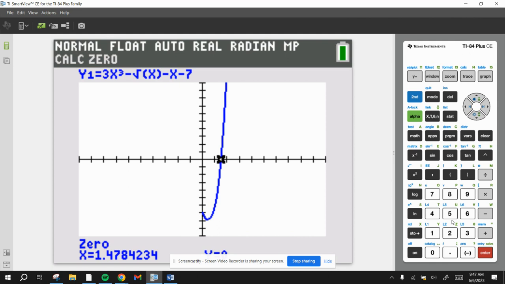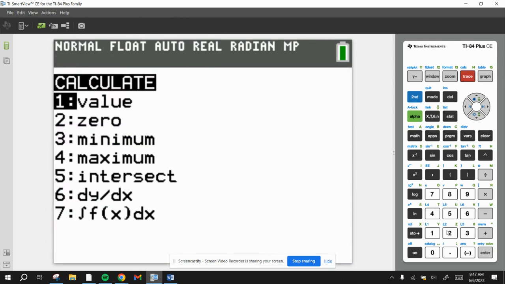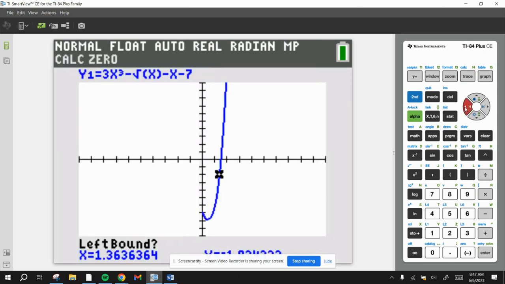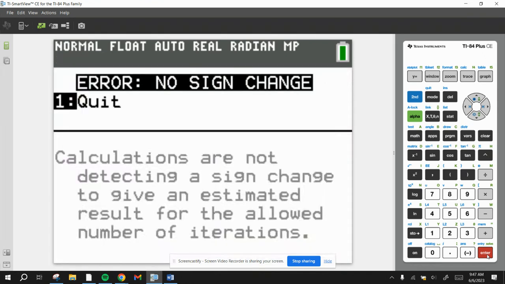I'll show you one thing that happens sometimes when you're doing this. The most common error is something like this. Say I want to hit the 0, second calc 0, and I say left bound, right bound, and I didn't cross that 0, it will always say no sign change. That means your left and right bounds weren't correct. You have to go back and make sure the left bound was really to the left of it and the right bound was really to the right of it.